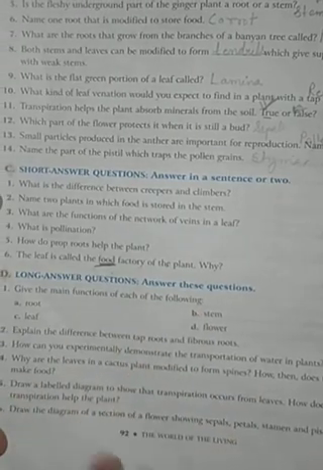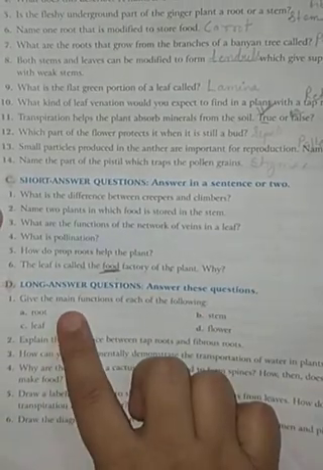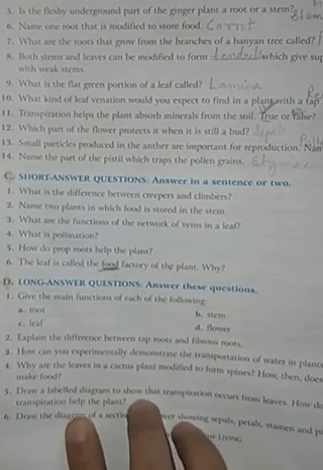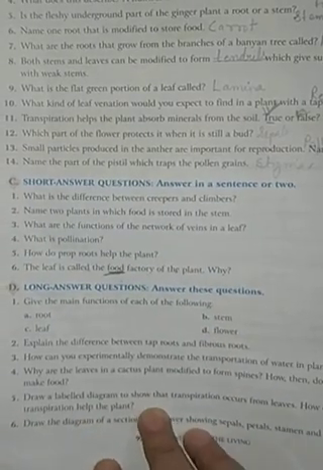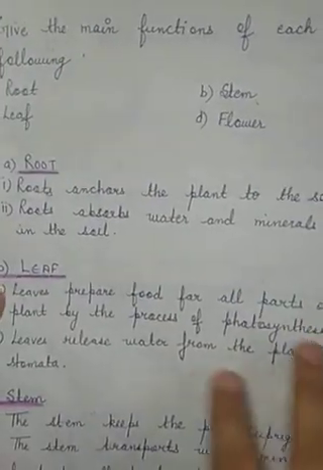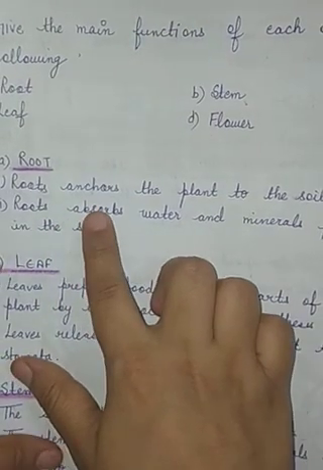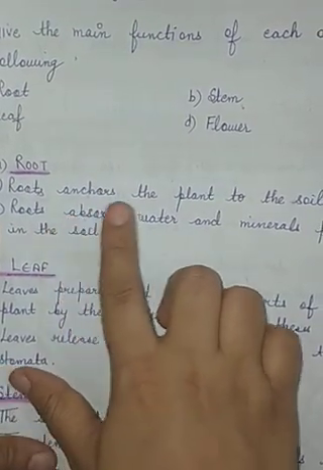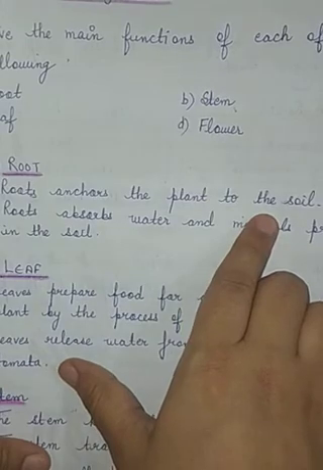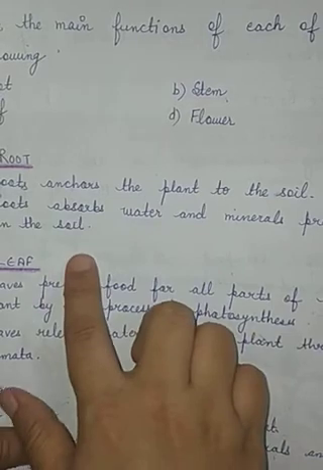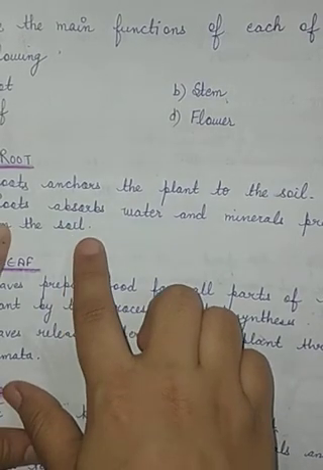So the first question is, give the main functions of each of the following. In this you have to write the function of root, leaf, stem and flower. First, coming to the root, which two functions can you write? This way you have to write the answer. The two functions of root are that roots anchor, which means the root binds the plant to the soil. This we all know, that root absorbs water and minerals present in the soil. So this is all about the function of root.